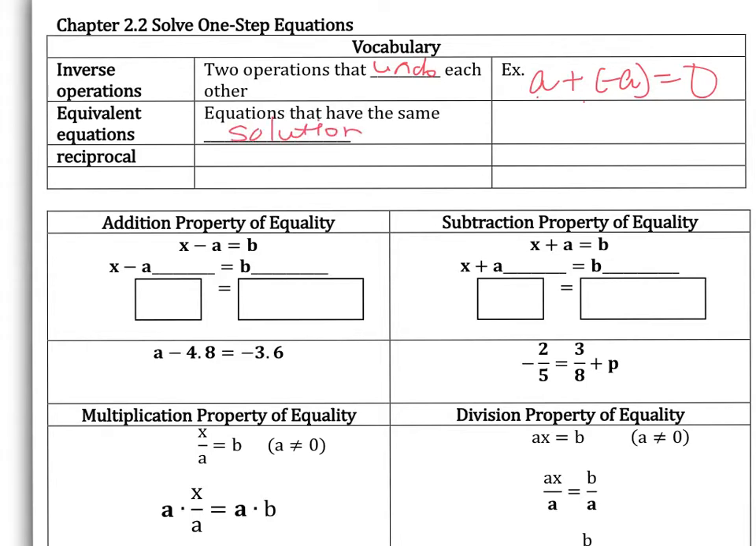And reciprocal will be, for example, if I give you the letter A, it would just be flipped.